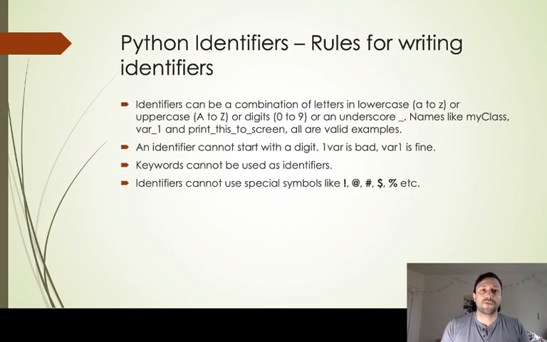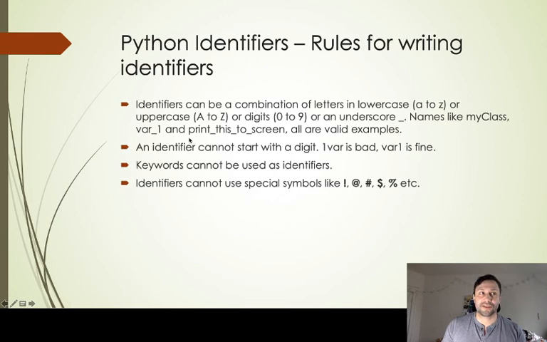So there are some rules for writing identifiers. They can be any combination of letters, lowercase, uppercase, digits, and underscores. And there are several conventions that coders will typically use for writing identifiers. This is called camel case. Camel case means that if you have a multi-word identifier, the first word starts with a lowercase letter, and then each subsequent word in that identifier starts with a capital letter.